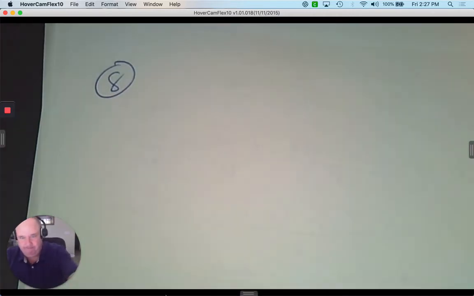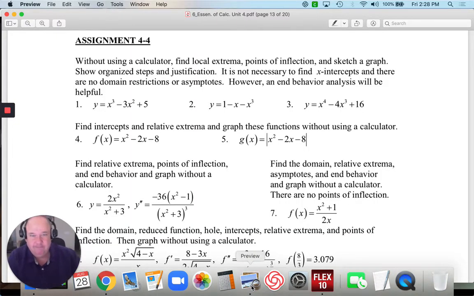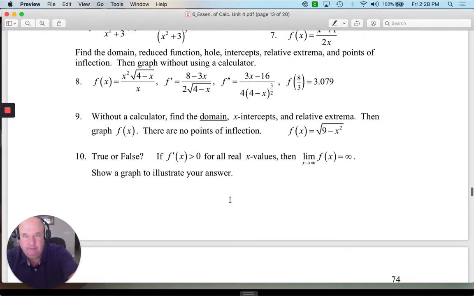Oh, wait. Number 8. Scroll down a bit here. Or up. Make sure I know what I'm doing. Find the domain. Reduce the function. Find if there's a hole. Intercepts. Extreme points. Oh, man, this is all the good stuff. And it's a fun equation to just go one step at a time and put the pieces together. So we're going to start with a great attitude, and we're going to figure this out.